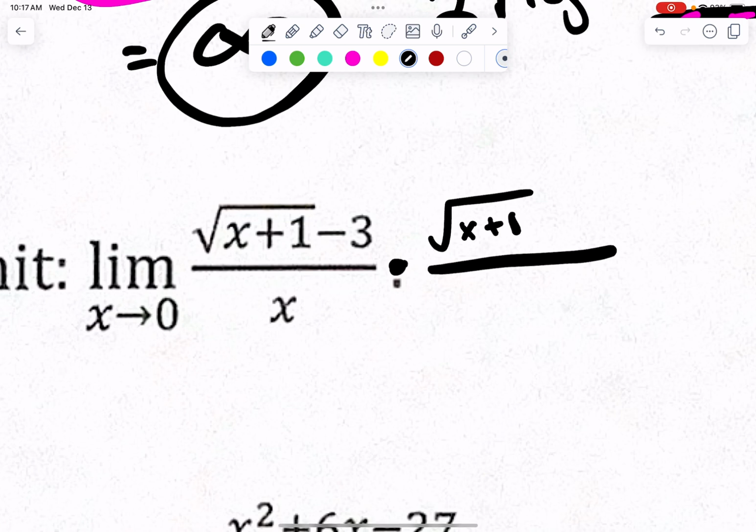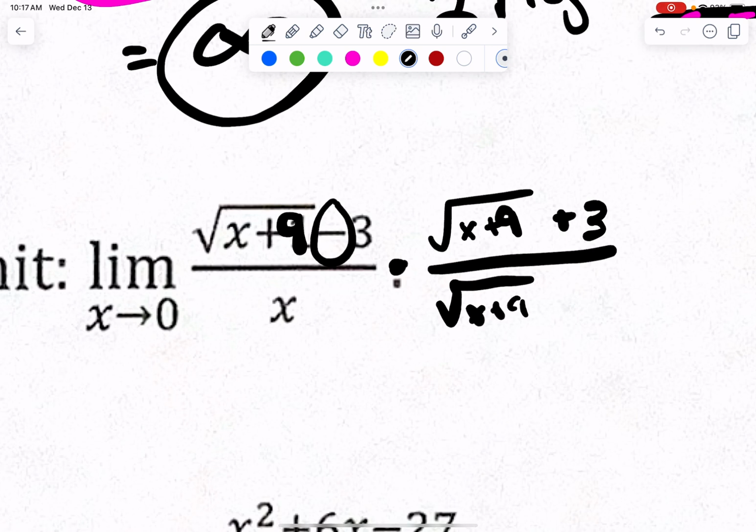Actually, this should be a 9 right here. That's a typo. I should have fixed that. Sorry. That should be x plus 9. So I'm going to multiply by the square root of x plus 9 plus 3. I just changed the sign of this guy. And if I do it to the top, I've got to do it to the bottom: the square root of x plus 9 plus 3. Sorry about that typo.